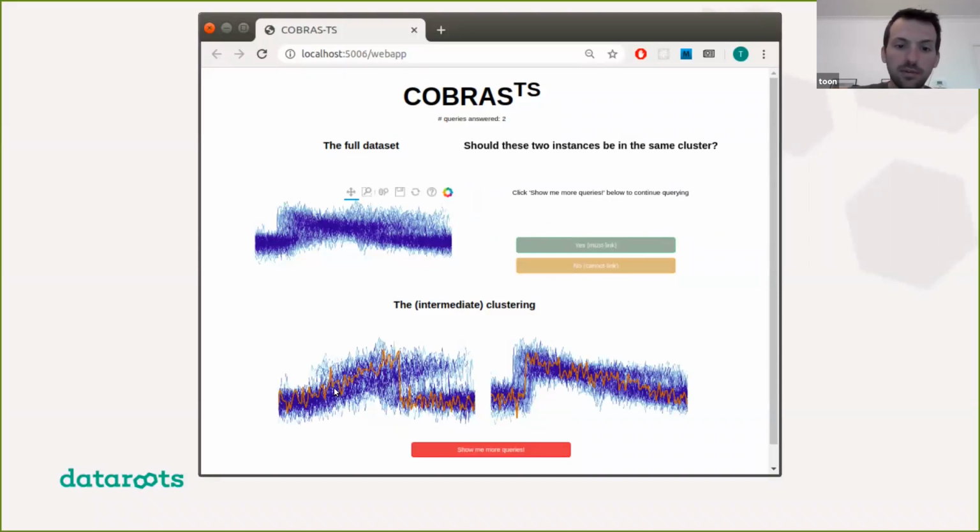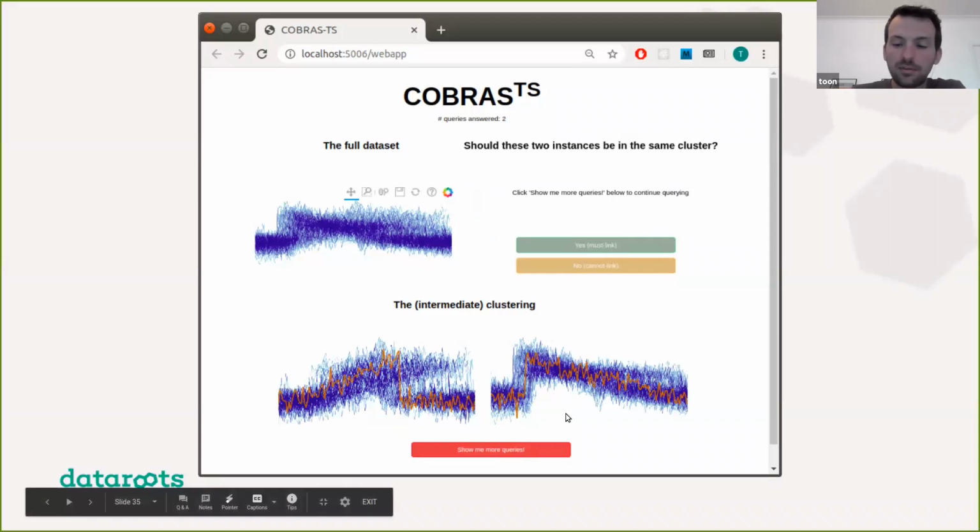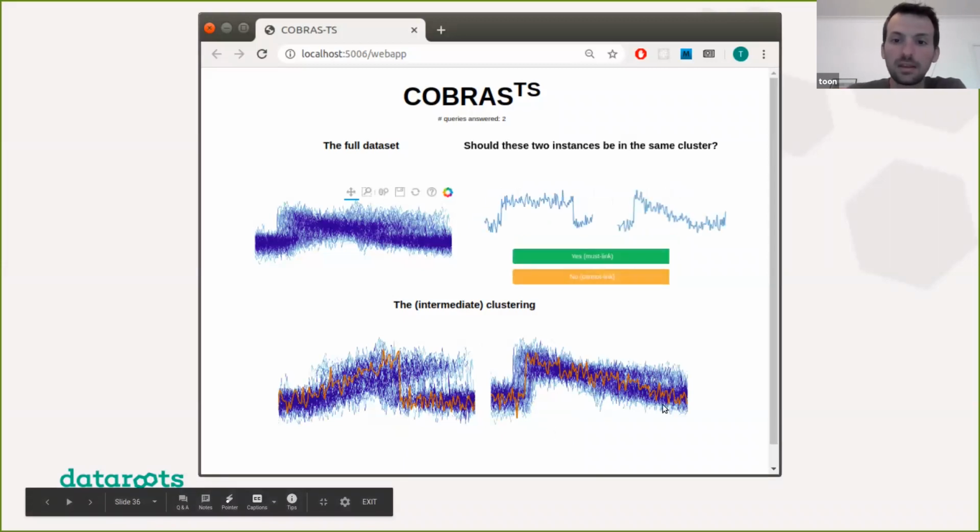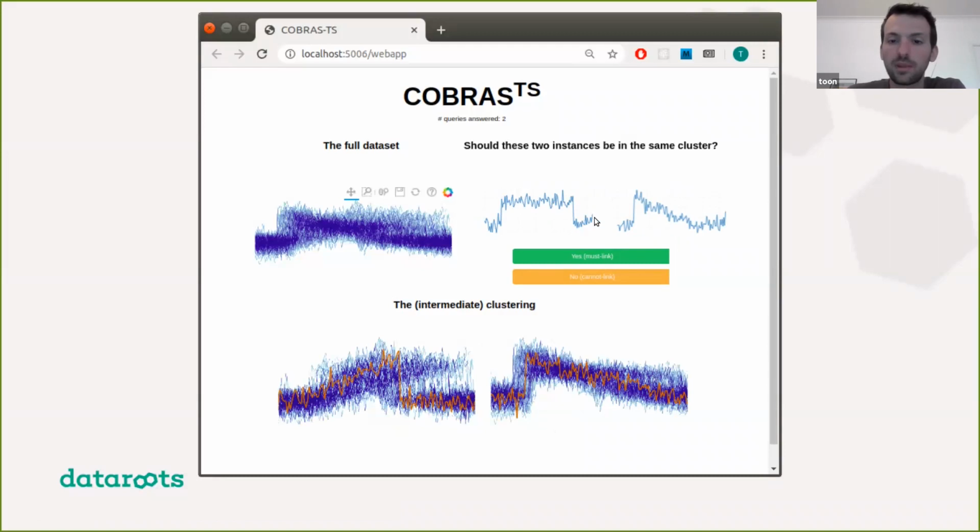We see here on the left a cluster that looks already relatively pure, so it's mostly upward patterns. On the right, it's clearly a mixture between downward and horizontal patterns. So we're not happy yet with the clustering that we see. It's not really a problem. We can just tell the system to give us some more pairwise queries, and it will present us with a couple new ones. So I'm gonna go through this.